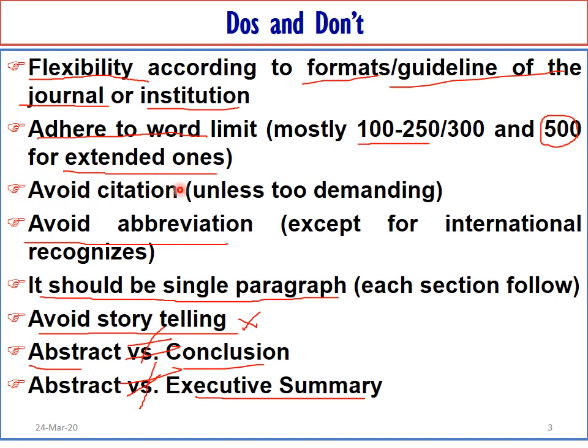So while writing an abstract, we are to avoid citations unless there is some unique, demanding aspect for which you should use a citation. But in a normal situation, an abstract should not have citations. Avoid the use of abbreviations, except for internationally recognized abbreviations which are acceptable and known to everyone.